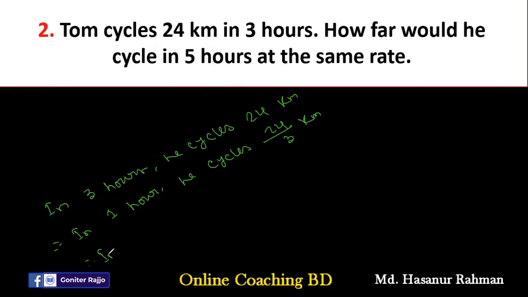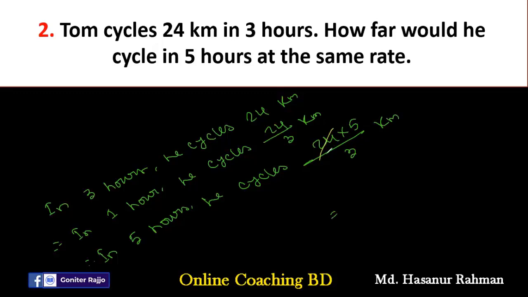So in 5 hours he cycles 24 multiplied by 5 divided by 3 kilometers. Now we have to divide. How can we divide? 24 by 3 will be 8. So 8 fives are 40 kilometers. Then our answer will be 40 kilometers.